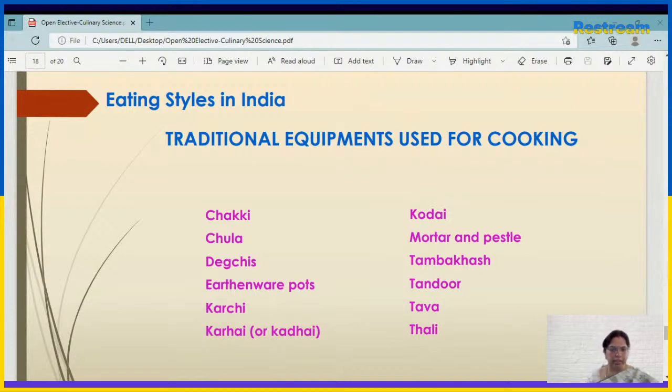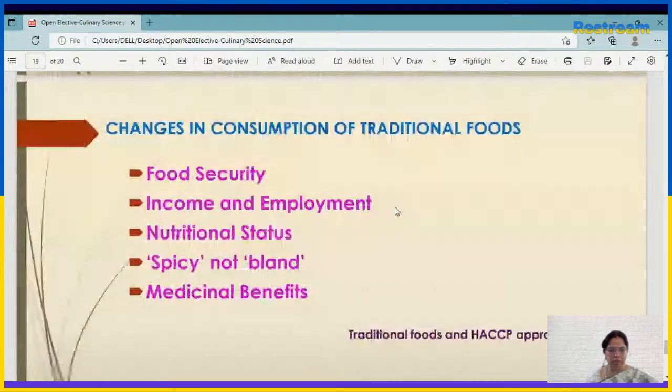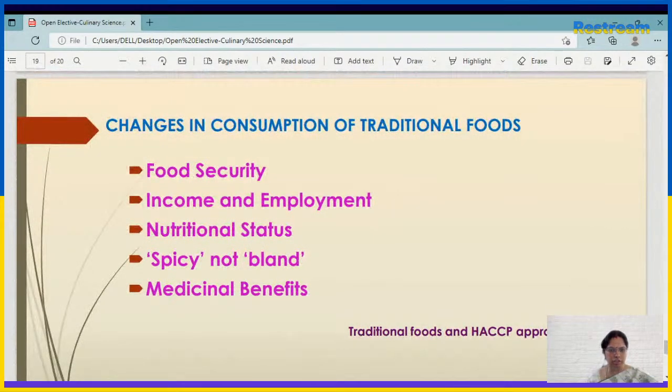Then tawa, then thali, that is the plate with bowls, so that you can eat when foods are consumed. So changes in consumption of traditional foods. Urbanization has taken place, and due to this urbanization, many rural people have migrated to urban areas, and they are having convenient foods today which are easy for them. Then increase of women in city employment also has given rise to changes in foodstuff, and they want easier foodstuff which they can easily prepare.